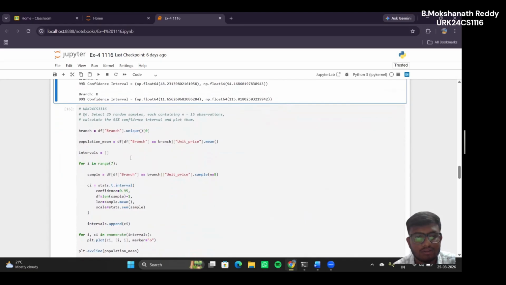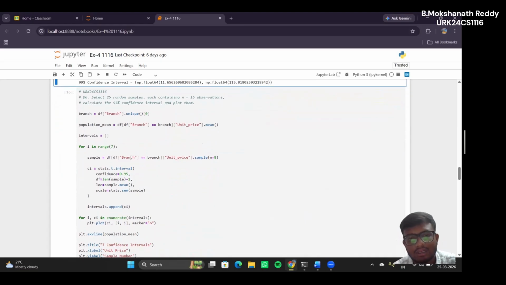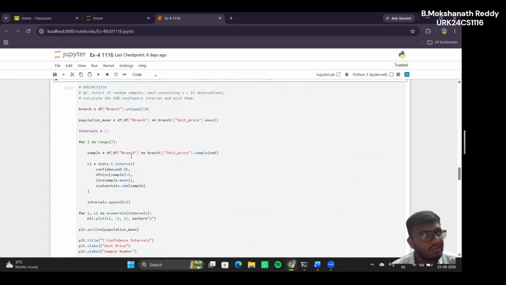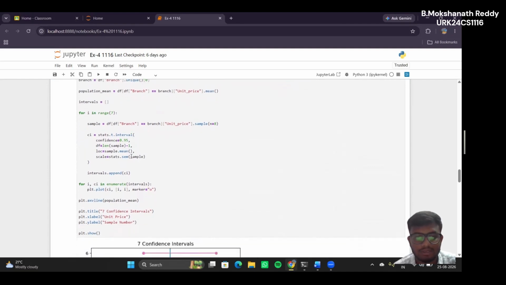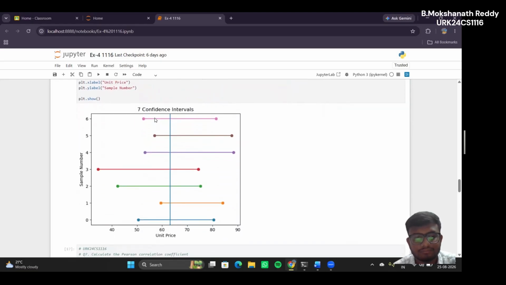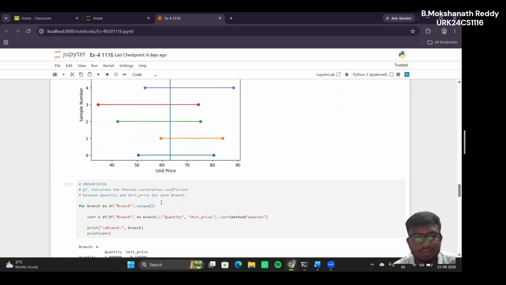Here we select 25 random samples, calculate the 95% confidence interval, and plot them. Here the n value takes random 8 values and calculates the confidence interval lines. It uses matplotlib to draw interval lines, and draws a vertical line for the population mean also, as you can see in the output. See here, the interval lines and population line in this graph. And next we'll go to the seventh question.